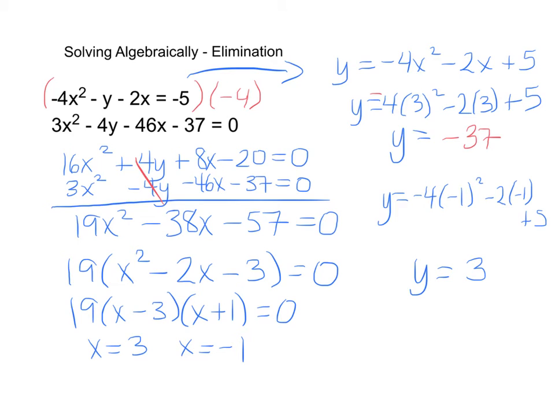So then when we write our answers as ordered pairs, because we need to keep the proper x and y together, x is 3, that was one of them, and the y value that goes with that is negative 37. So that's part of the answer. And x is negative 1, y is 3. So just make sure when you're done solving that you write your answers out as ordered pairs to make sure you have the proper x's and y's together.